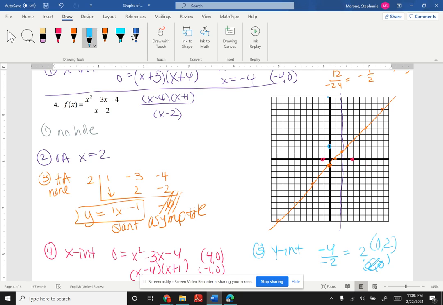So I'm just going to sketch the graph. I don't know exactly what it looks like. I can graph it in my Inspire to make sure that it's okay. And that's all.